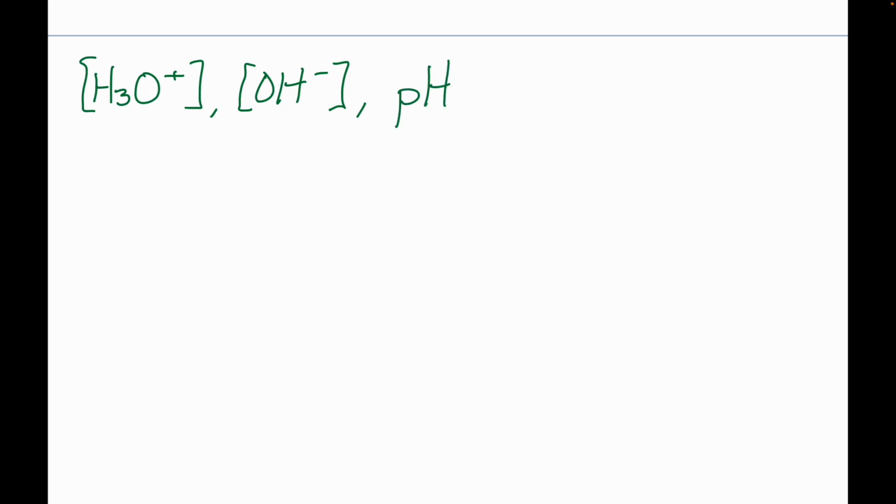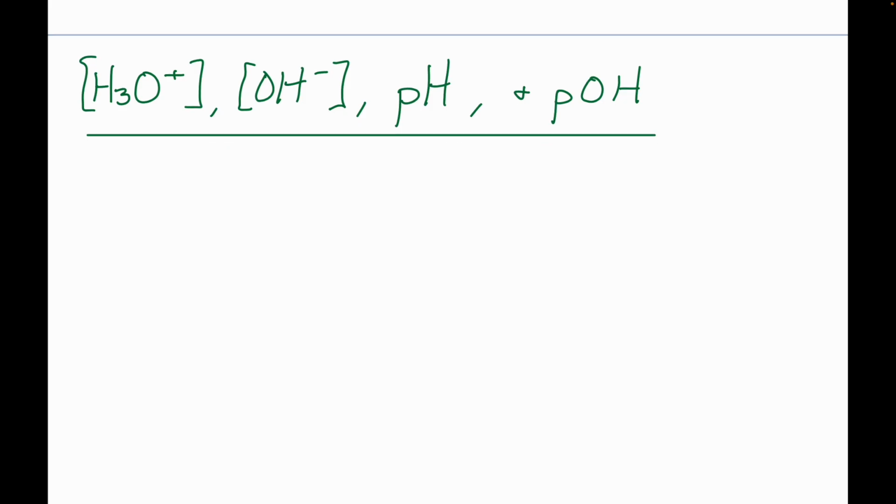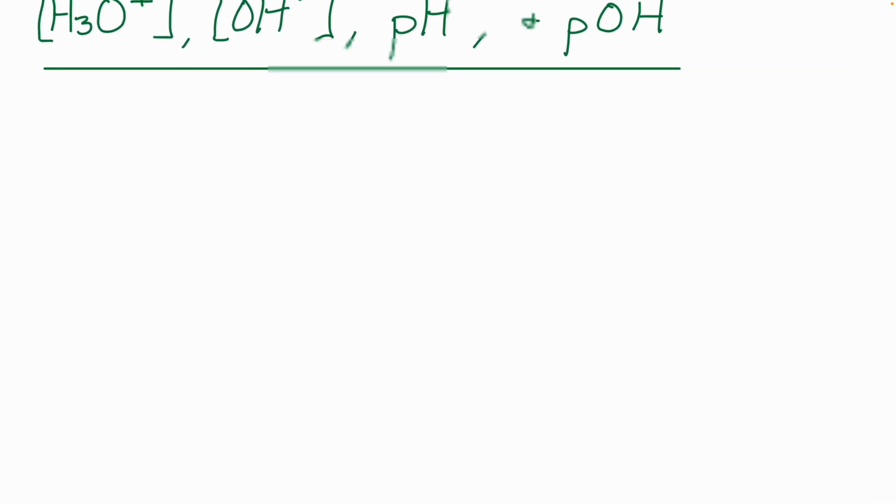So this is now talking about our relationship between hydronium concentration, hydroxide concentration, pH, and pOH. First of all, the important part to note is that if you know any one of these about your solution, if you know its hydronium concentration, then you can find hydroxide, pH, and pOH. If you know one of these, you can find all the other three.